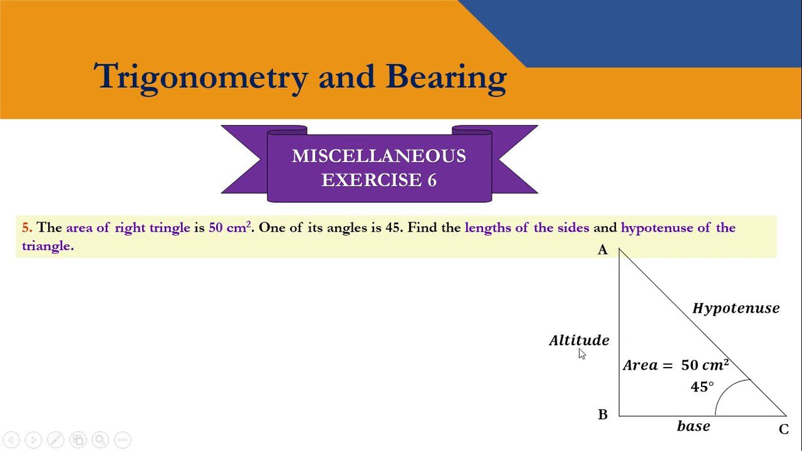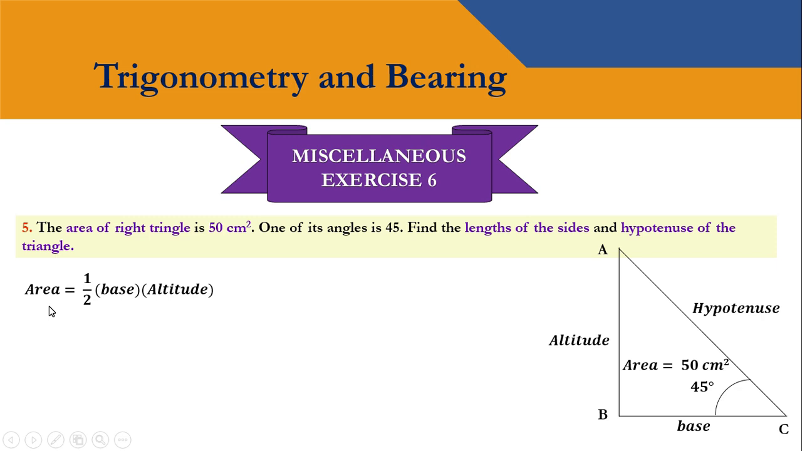Here I show the perpendicular as the altitude, because perpendicular and altitude are similar things. The perpendicular is perpendicular to the base, but the altitude is perpendicular to the base and also joins the opposite vertex of the triangle. So here this perpendicular fulfills both conditions. It is perpendicular to the base and also connected with the vertex A. So that's why it is known as the altitude. And this is the hypotenuse side. We need to calculate all these three sides with this information, the area and the angle.